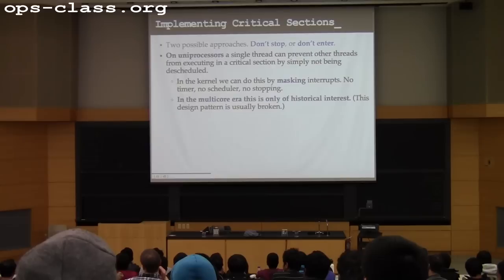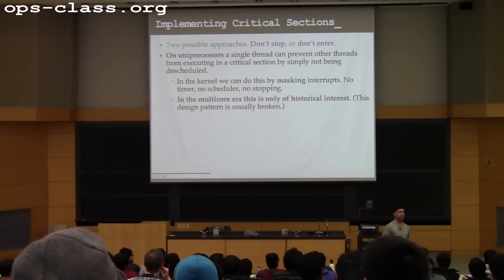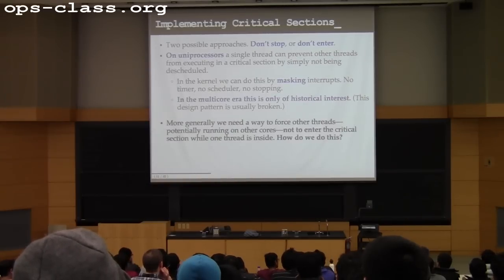On multi-core machines, this is broken, right? Because there are fundamentally multiple things that are happening. So you might think that this is going to work, but in reality, I'm inside the critical section and I'm thinking, hey, I've stopped the operating system scheduler from scheduling other threads, but it turns out that the operating system scheduler scheduled a thread before you stopped it that's about to get inside your critical section, right? So this doesn't work, right?